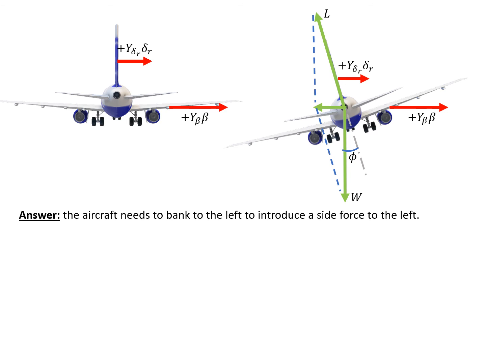Okay, so this is what happens. Because of the bank angle phi, the total force of lift and weight will produce a side force to the left, and that's a negative side force to counteract the positive side forces due to side slip and the rudder deflection angle.